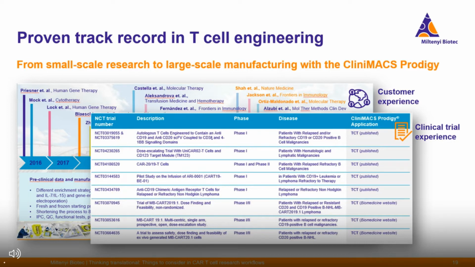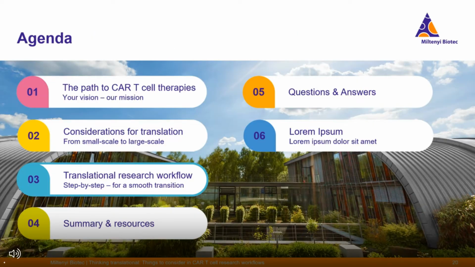Furthermore, the TCT process, the T-cell transduction process on the CliniMACS Prodigy, as an application is already used in several clinical trials worldwide to manufacture CAR T cells. So after this short excursus to the CliniMACS Prodigy and the T-cell transduction process for clinical manufacturing, we are now coming back to the translational research workflow, and we want to take a closer look at the workflow itself and look at what is important to consider to ease the transition from the small-scale research setting to large-scale manufacturing to shorten the development time.